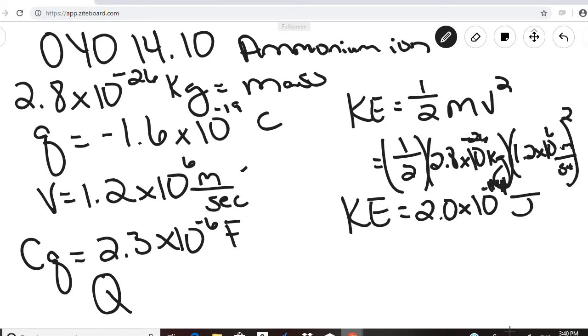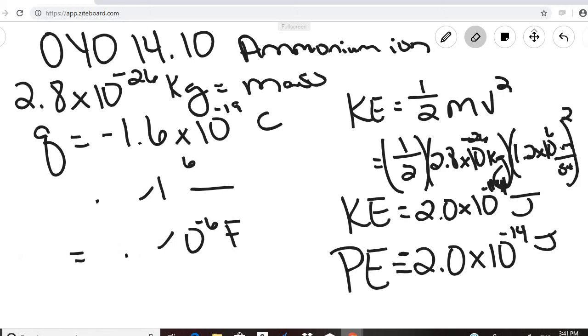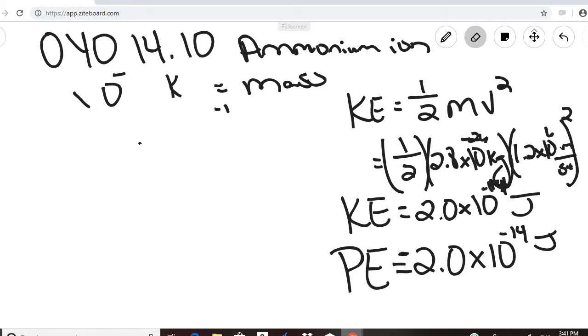Okay, so if we know that the kinetic energy is that amount, then we know that the potential energy is going to be the opposite of that. So the potential energy is going to be negative 2.0 times 10 to the negative 14 joules. Because that kinetic energy, where did the kinetic energy come from? It came from a decrease in the potential energy. Okay, so now we know the potential energy, we know the change in potential energy.